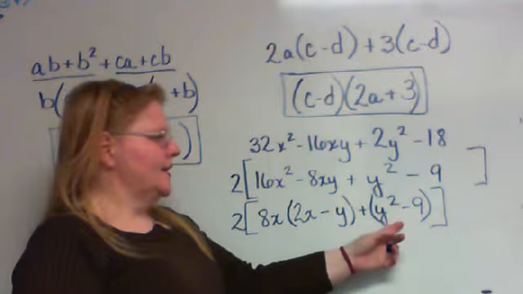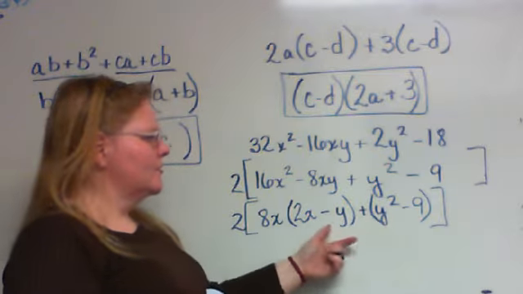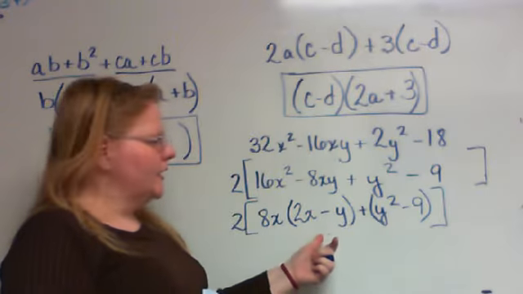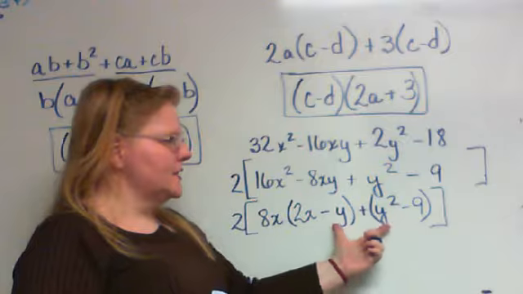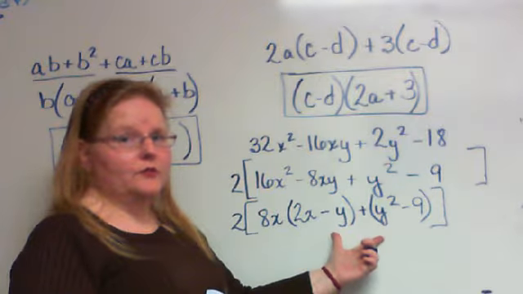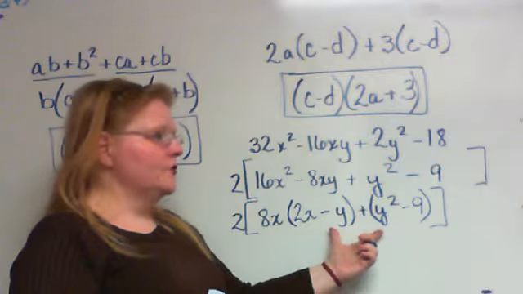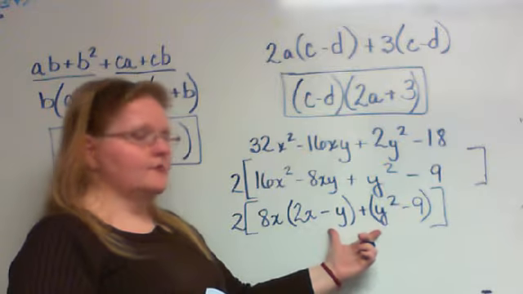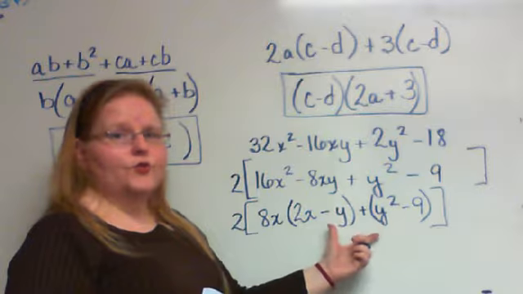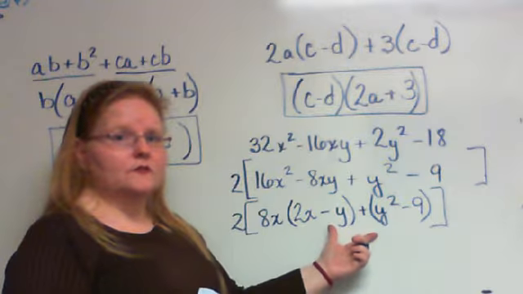If there's nothing I can take out here, then there's nothing I can match with anything here. And if these 2 parentheses don't match up exactly, then you can't use grouping. And there's nothing I can do to make these match up exactly because one has an x and the other one doesn't. So grouping won't work on this.